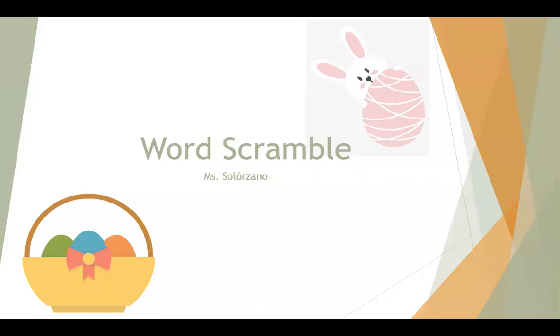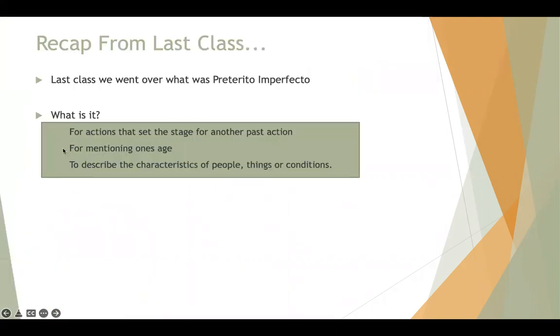Hello, class. For today, we're gonna do a word scramble activity with Easter day and things that we went over last class. Last class, if we remember, we went over the pretérito imperfecto. So hopefully you guys already remember what it is, but if you don't, that's okay. We'll refresh our memories. Pretérito imperfecto, we use it for the actions that set the stage for another past action, for mentioning one's age, to describe the characteristics of people, things, or conditions.